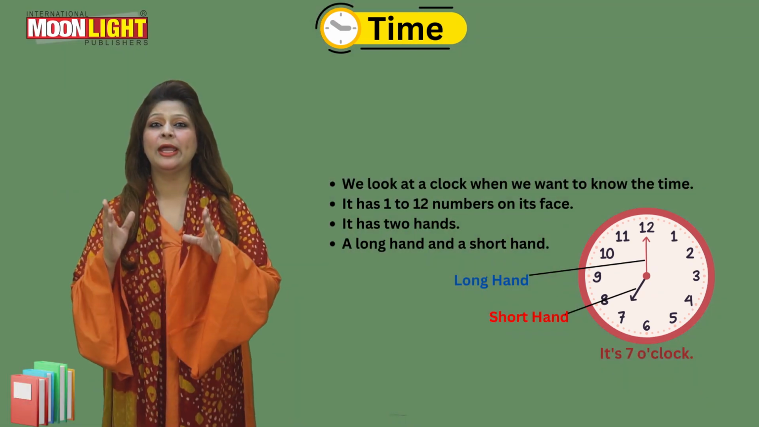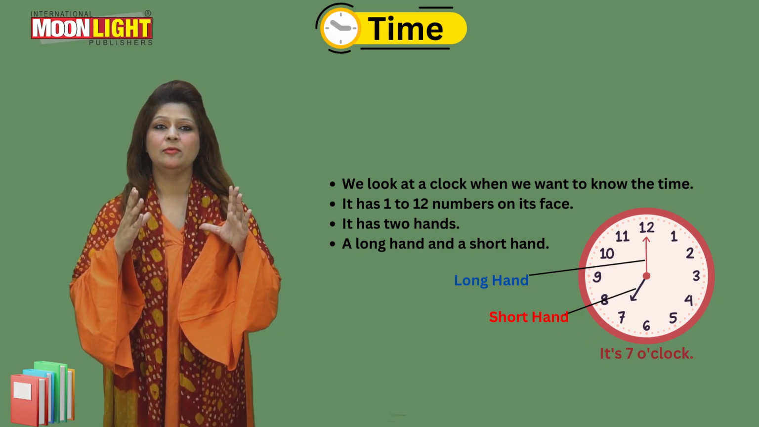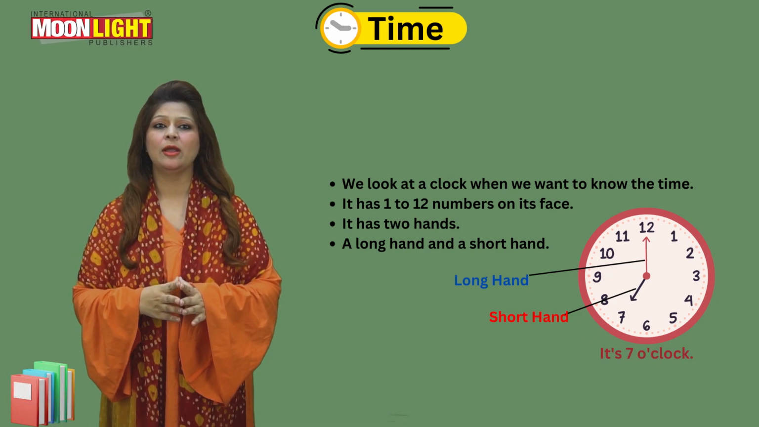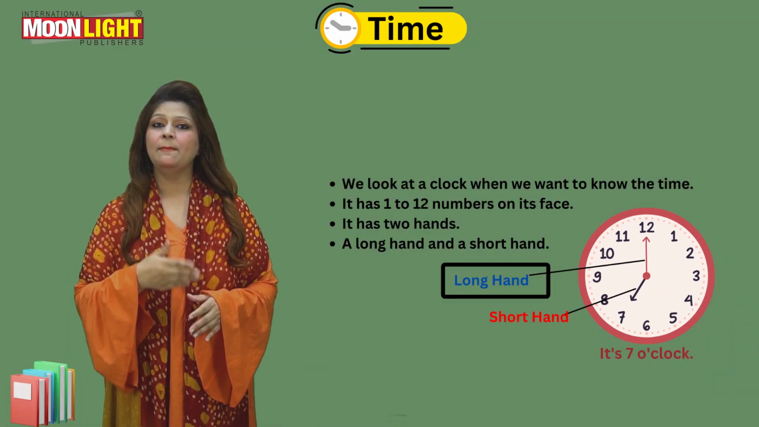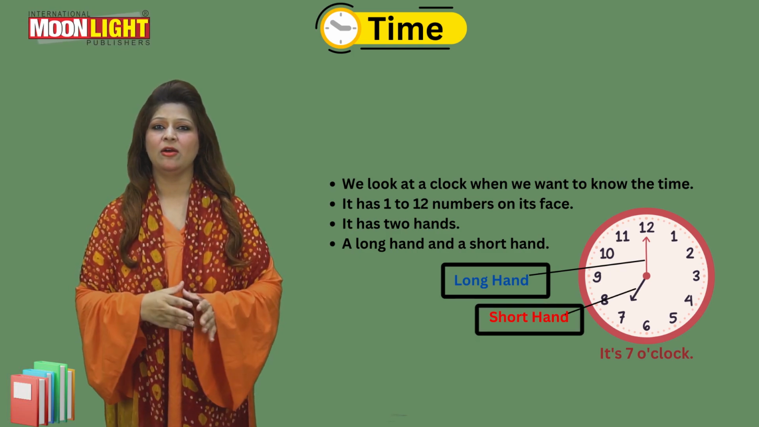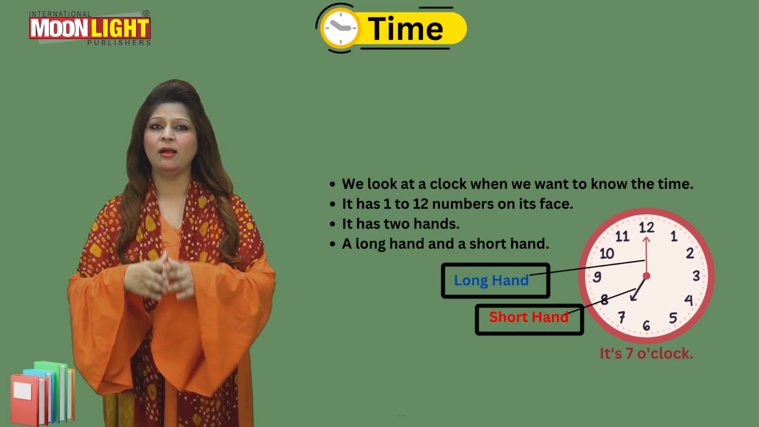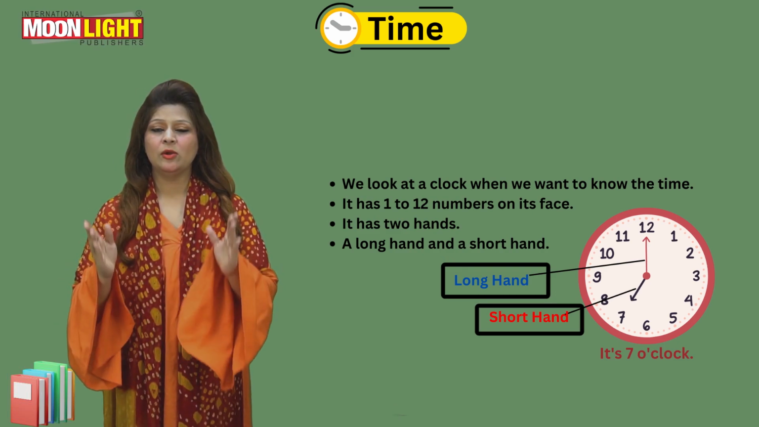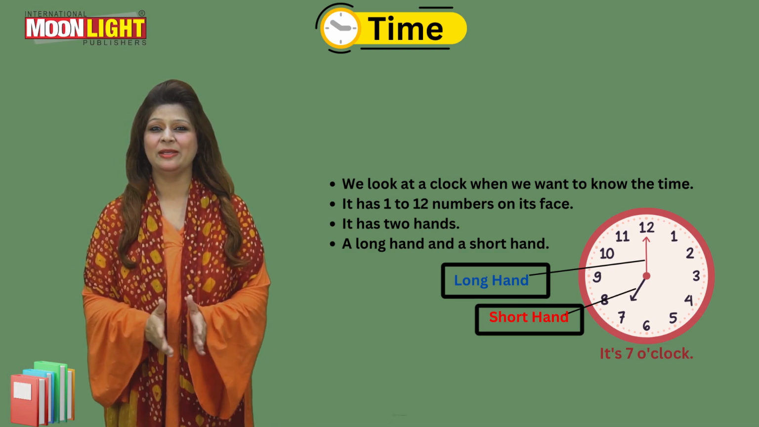It has 2 hands. Here you can see the longer one and the shorter one. The longer hand is called the minute hand and the shorter hand is called the hour hand. H-O-U-R, hour hand. Okay, so on this clock you can check the time. It's 7 o'clock in the morning.